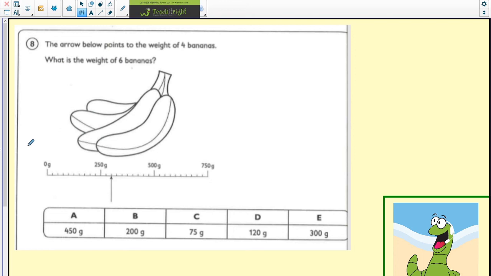The arrow points to the weight of 4 bananas. What would the weight of 6 be? Well, for this one, I need to know 6 equals what, 1 equals what, and 4 equals what. And the reason I go down to 1 is because I can then go from 1 to any number. So I'm going to divide it by 6, and then times it by 4. So I've got a plan of action already. So let's work out what 6 bananas is first off.